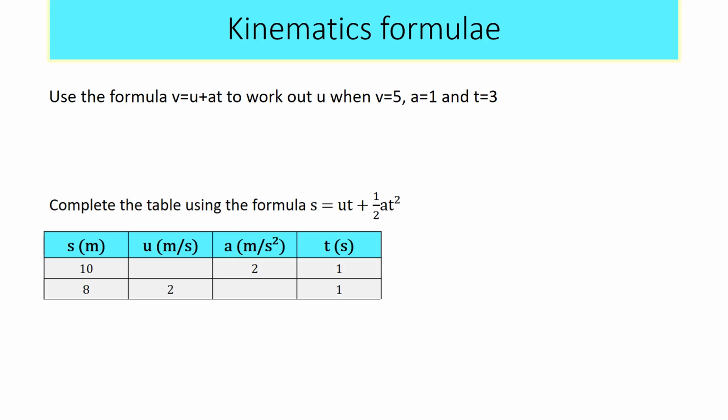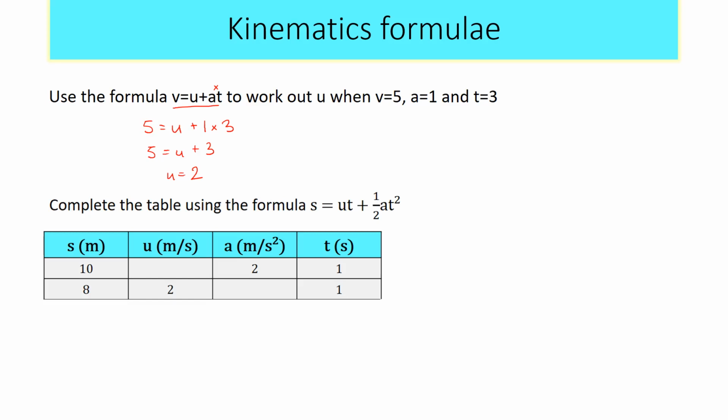These questions are quite easy because all we need to do here is substitution. So the first formula I need to use is v equals u plus at. Remember, at means a times t. Okay, so I'm going to substitute. Now the value of v is 5 equals u, which is what I want to find, plus a, which is 1, times t, which is 3. So that's 5 equals u plus 3, so u equals 2, and that's done.